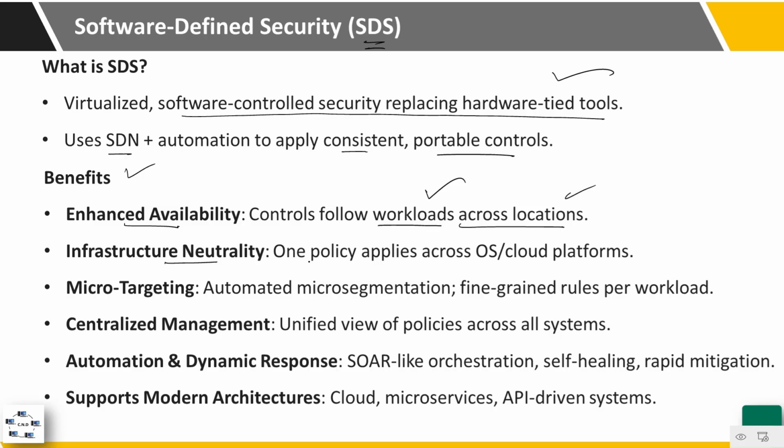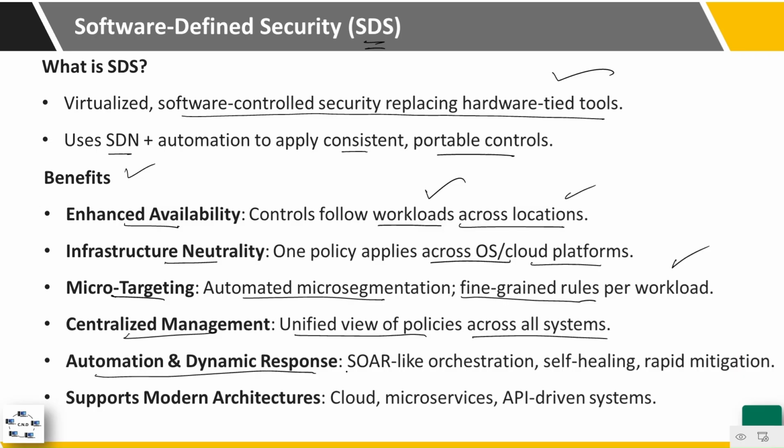Infrastructure neutrality. So one policy applies to all types of operating systems and different types of cloud platforms. Micro tagging is through automated microsegmentation and fine-grained rules per workload. Centralized management is used for unified view of policies across all systems. Automation and dynamic response, so SOAR-like orchestration, self-healing, and rapid mitigation, and supports modern architectures such as cloud, microservices, and API-driven systems.